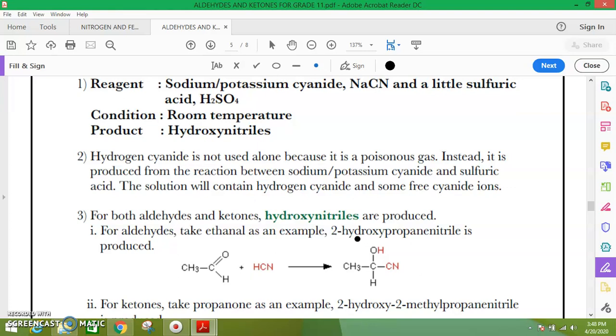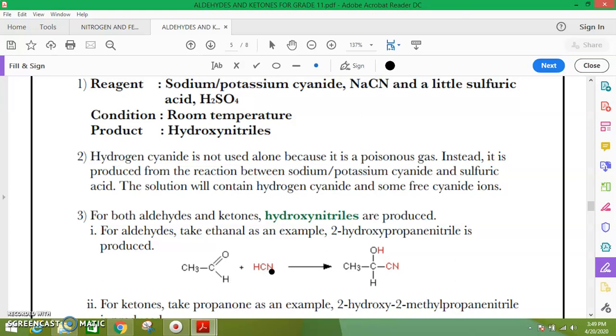You will get 2-hydroxypropane nitrile is produced. Hydroxynitrile is there. Then just check how many carbons there. So we have here 3 carbons, 1, 2, 3. That's why we call it propane nitrile. Look at here what will happen. Then this aldehyde, ethanal, because of 2 carbons, we called ethanal.